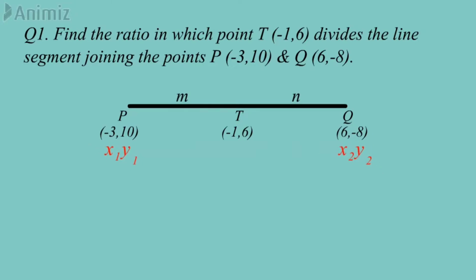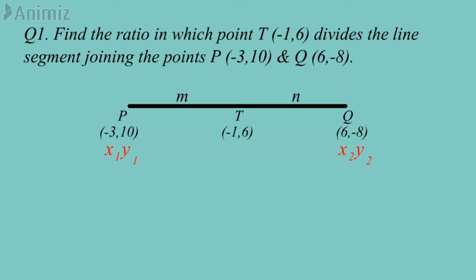Now coordinates of P I have considered as x1, y1 and coordinate of Q as x2, y2. Ratio m is to n you have to calculate first. Now x and y both the coordinates of T are given. You can apply any of the coordinate, you will get the same ratio. I will show you both the coordinates.